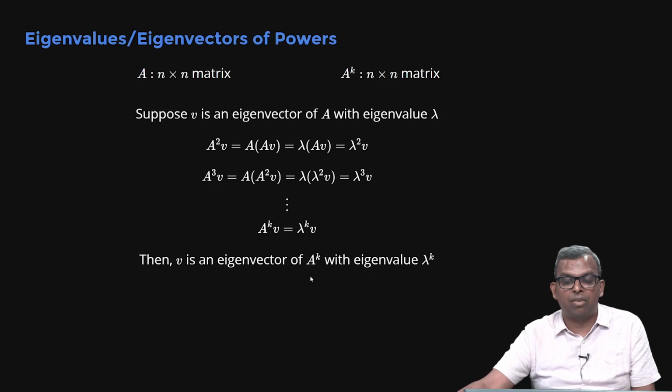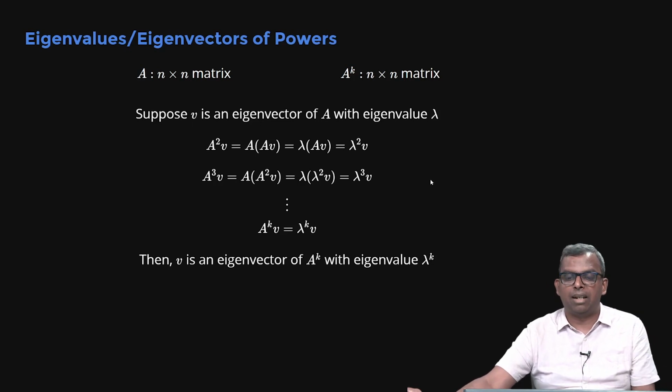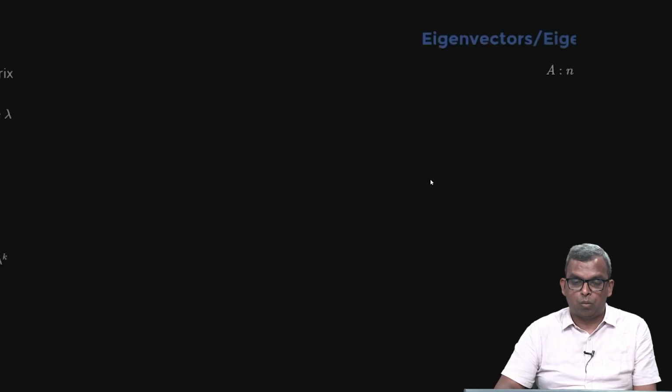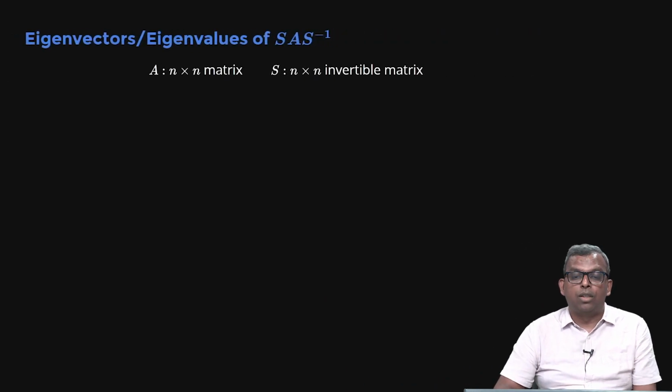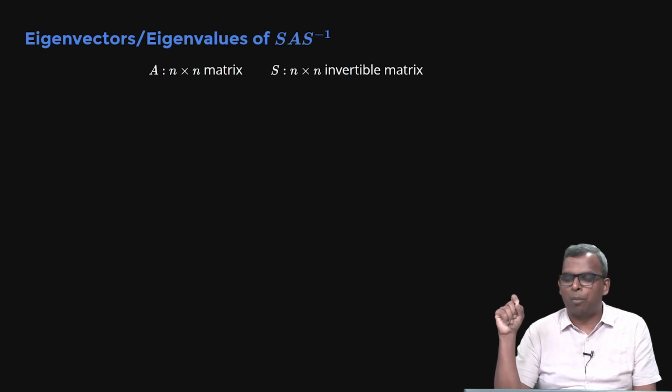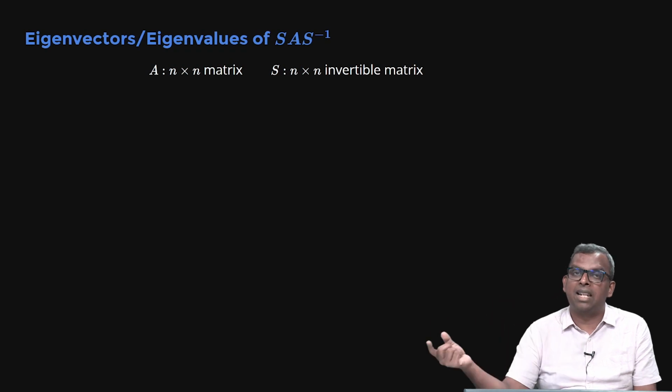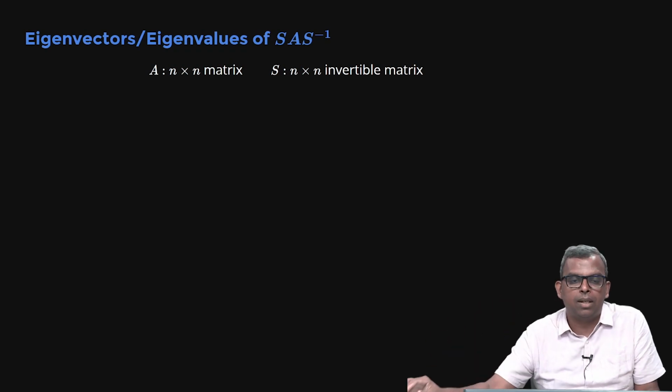So if A has an eigenvector with an eigenvalue, the same vector becomes an eigenvector of A power k, except that lambda power k becomes the eigenvalue corresponding to it. Okay, so finally we'll do this curious looking algebraic operation, which will end up being very important when we study something called diagonalizability of a matrix. So let's see that.